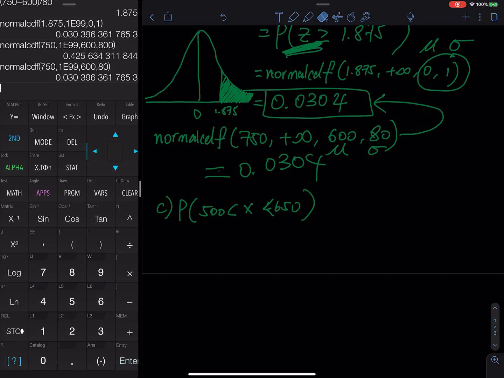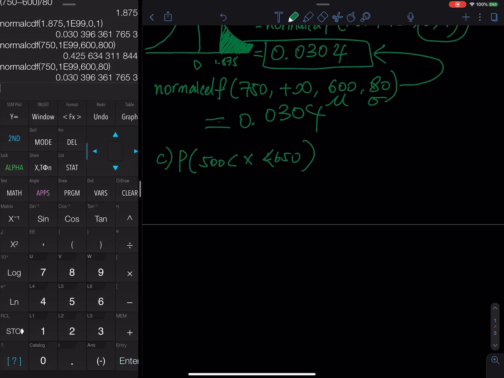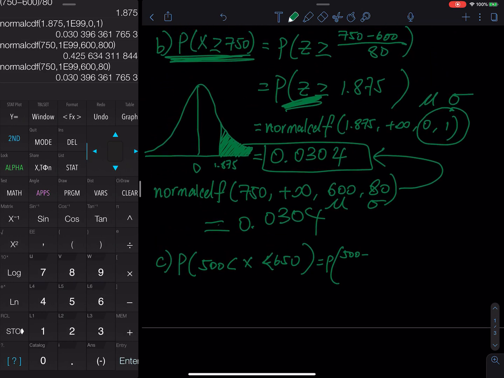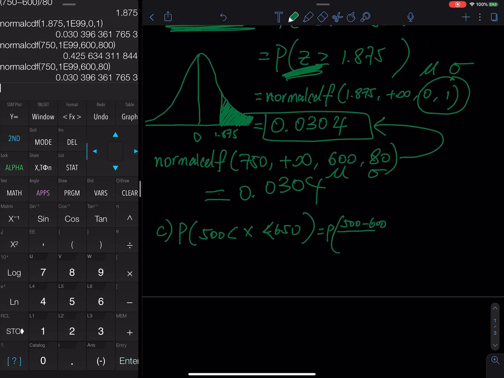All right, so let's do the standardization. So that is equal to the probability of 500 minus what is the mean? The mean is 600, and then divided by 80, less than Z. Now that we have standardized, it is no longer X. 650 minus 600 divided by 80, and then we calculate that.